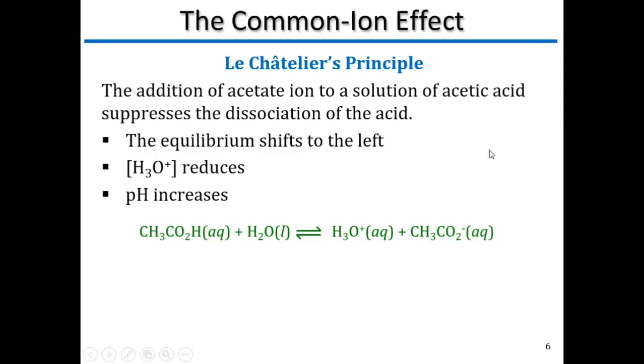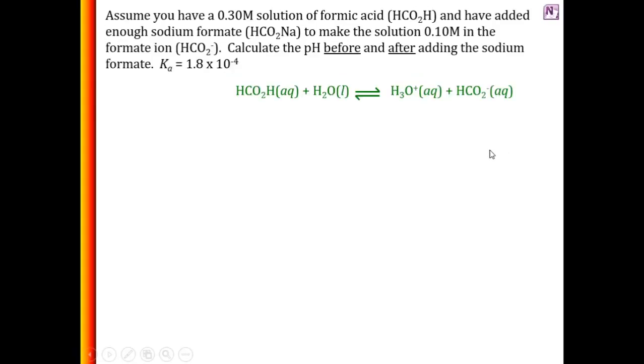Okay, so now I have a question for you to try. I'll read it first, then I'll give you some time to pause and work it out for yourself. The question says, assume you have a 0.3 molar solution of formic acid, and you've added enough sodium formate to make the solution 0.1 molar in formate ion. I want you to calculate the pH before and after adding the sodium formate.